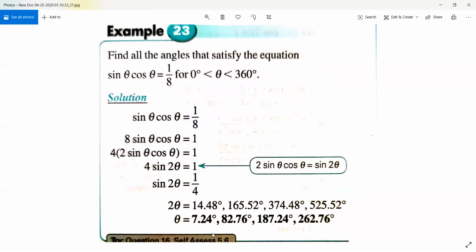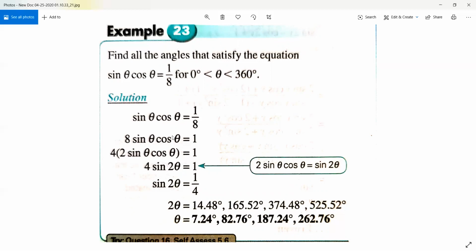Okay, find all the angles that satisfy the equation sine theta cosine theta equals 1 over 8 for 0 to 360. Okay, sine theta cosine theta is actually 1 over 8. Bring the 8 to this side. Okay, and then you let the 2 become the one inside. So what do you have here? You have 2 sine theta cosine theta. Okay, then 2 sine theta cosine theta is sine 2 theta.